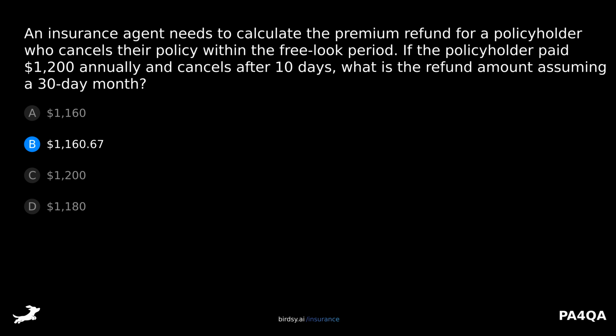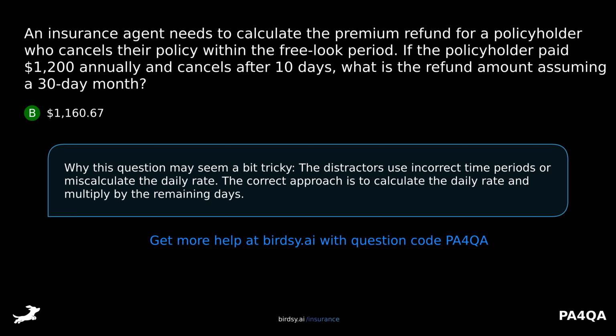Why this question may seem a bit tricky. The distractors use incorrect time periods or miscalculate the daily rate. The correct approach is to calculate the daily rate and multiply by the remaining days.